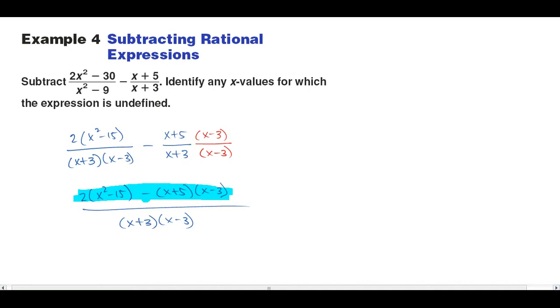So we need to simplify it down a little bit. I think I'm going to distribute this 2 back in, and I'm also going to FOIL these two guys to see what's going on. So here I go. 2x squared minus 30 minus, and then the foiling of that will be x squared plus 2x minus 15, all over x plus 3, x minus 3.